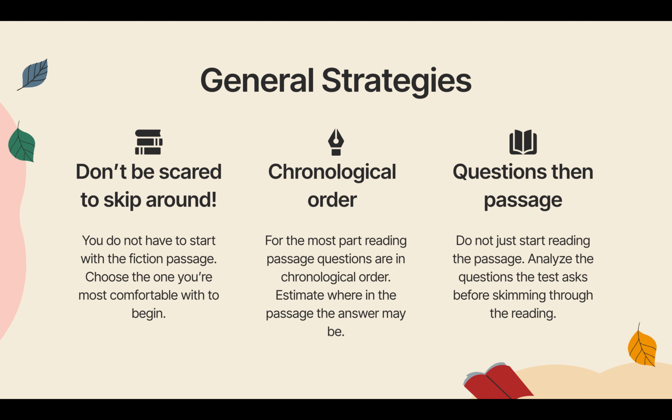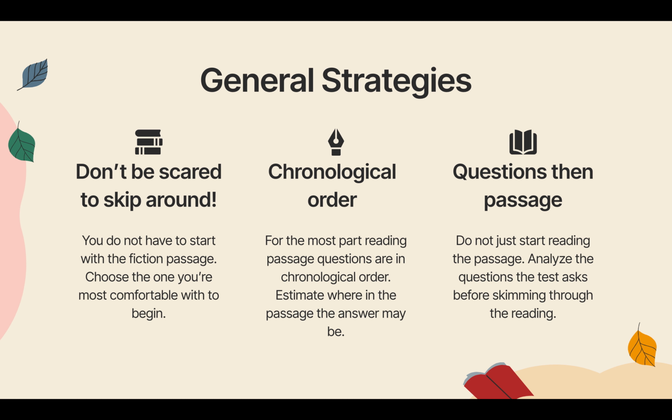The second is chronological order. For the most part, the questions on the reading passage are in chronological order. Now, this isn't always true, but a lot of times it is. But what do I mean by chronologically? Well, it means that from questions 1 to 10, if question 1 gives you a certain line range, then the other questions following it will most likely ask you about information that is beyond that first question's range.